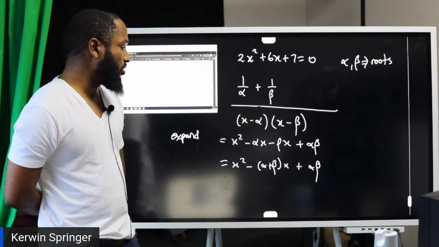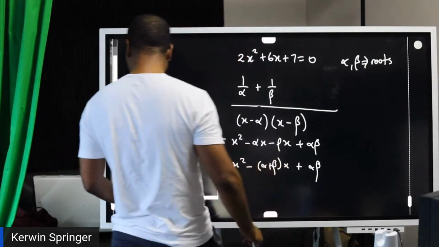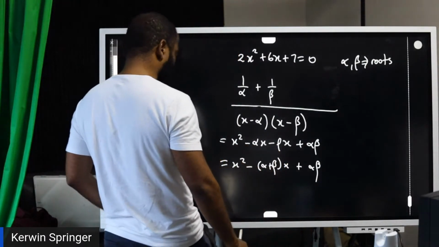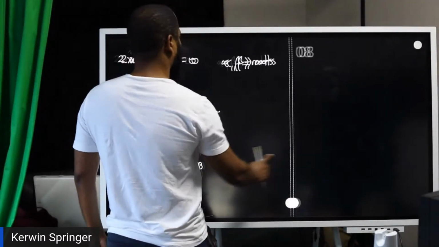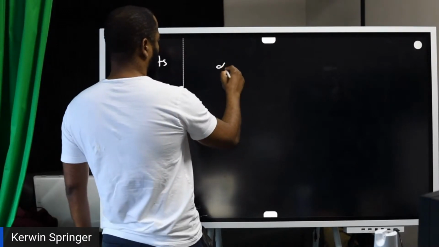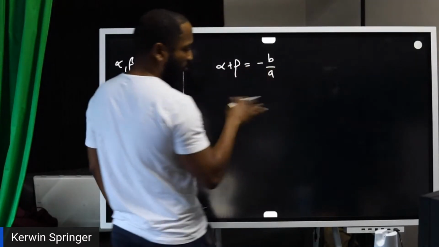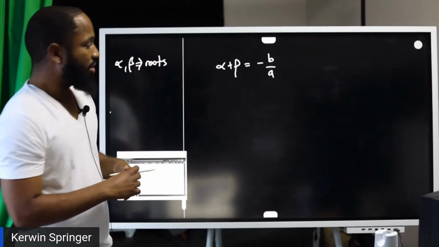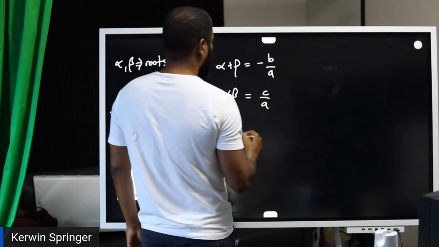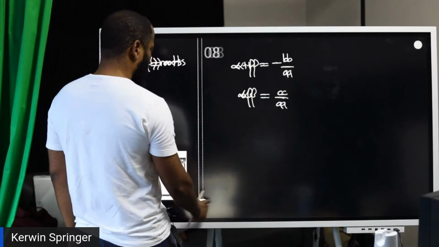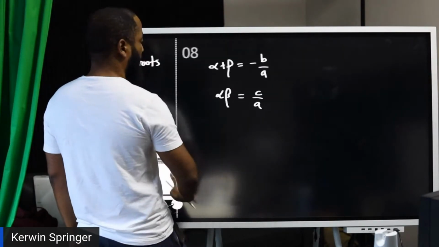So, based off of that piece of knowledge, let me make this a little smaller so it's not taking up so much on my screen. We can say alpha plus beta is equal to negative B. Well, you throw it over A if you need to get rid of the A, right? And alpha beta, the product of the roots, is equal to C over A. And in this case, B was 6 and C was 7.